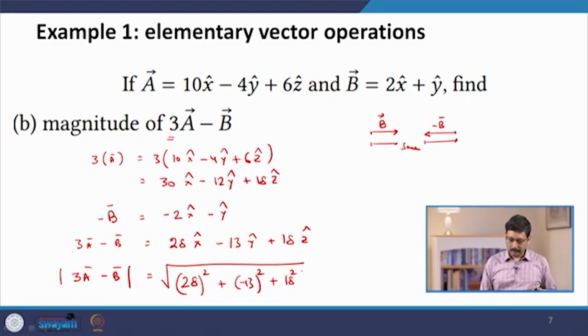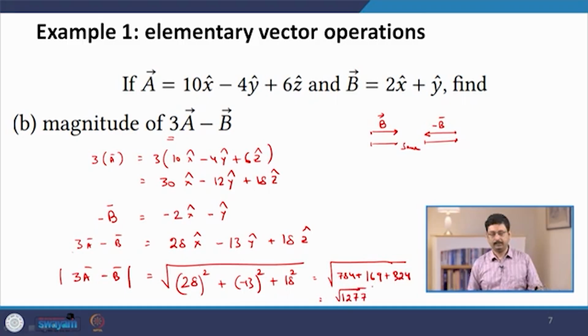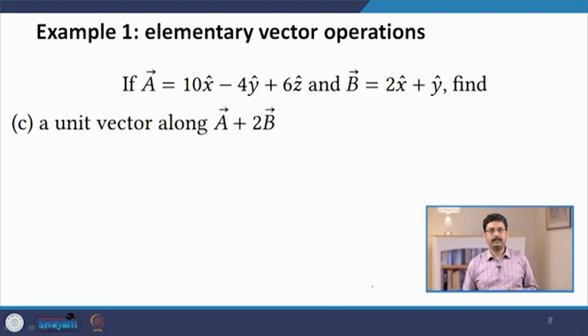So, 28 square is 784, 13 square is 169 and 18 square is 324. So, this turns out to be some value. Okay, next question. What is a unit vector along a plus 2b? So, first we need to calculate the vector a plus 2b.